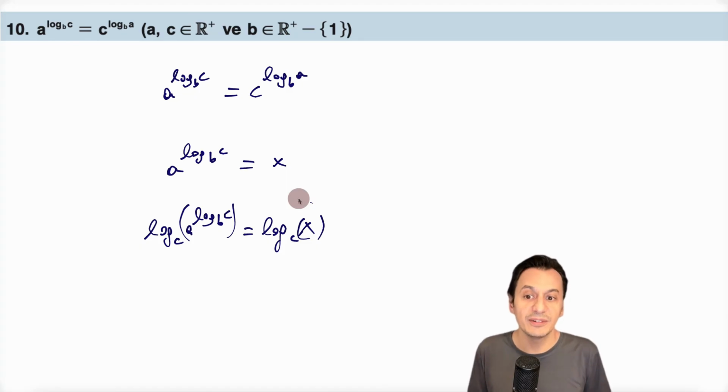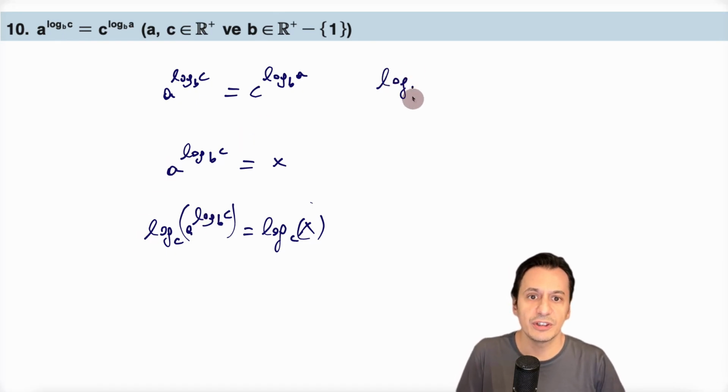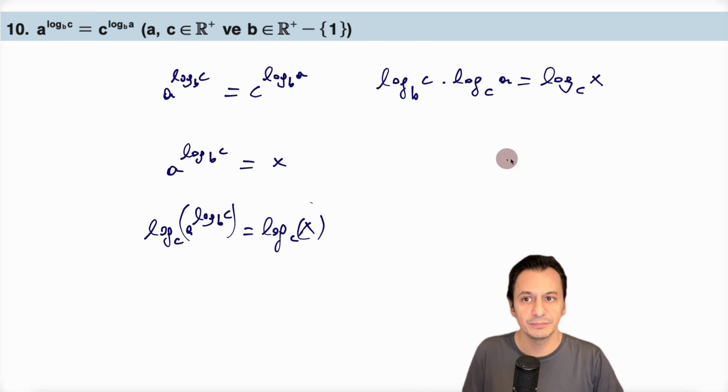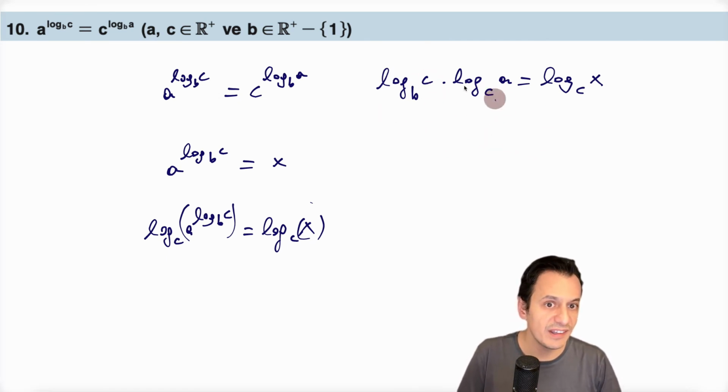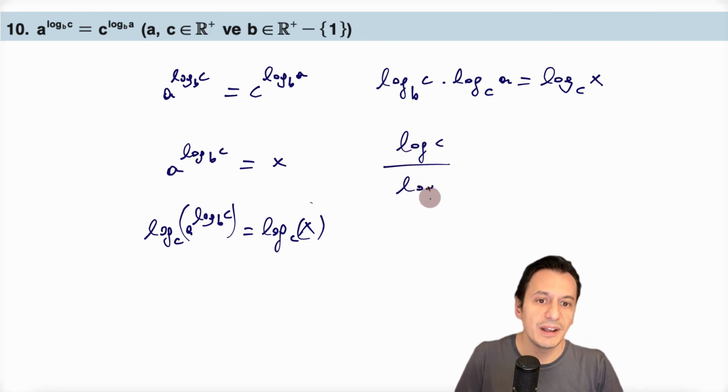I played a little game like this. Let's see what happens. That's what I'm saying. Now here, the exponent of a is written. The coefficient could come in front of the exponent, right? Logarithm base b of c times logarithm base c of a equals logarithm base c of x. After writing this, I'll turn to an old friend again. Look, pay attention to the c's here. I can write this as logarithm c divided by logarithm b.